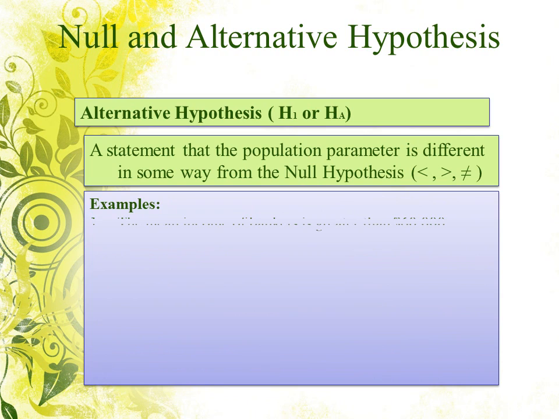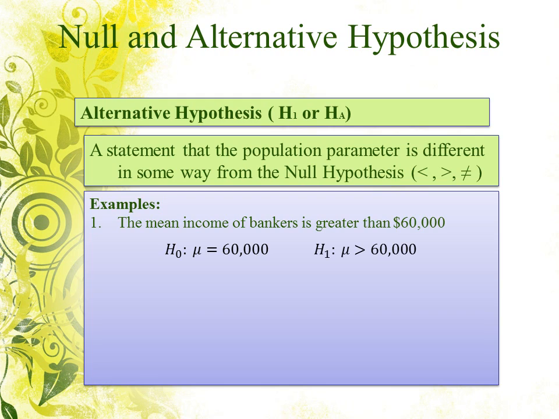So let's look at those same examples. Number 1, the mean income of bankers is greater than 60,000. We said the null hypothesis was that the mean equaled 60,000. The alternative hypothesis in this case, based on the statement that income of bankers is greater than 60,000, we're going to use the greater than symbol.